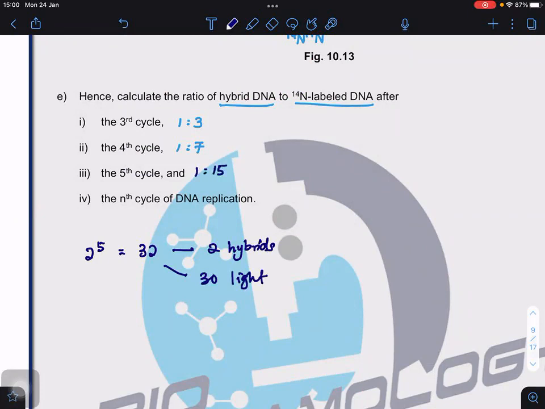If n cycles, just now we have shown you, it will be 2 to the power n minus 2. This will be after n cycles of DNA replication. So 2 will be hybrid, always remember, 2 hybrid, and the remaining ones will be the 14N labeled DNA.